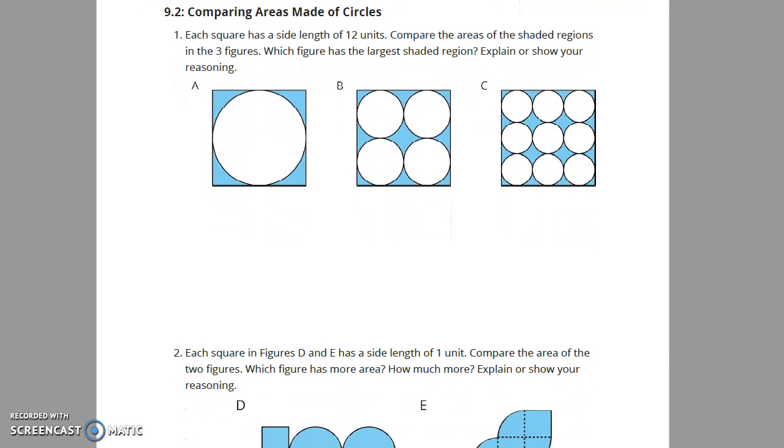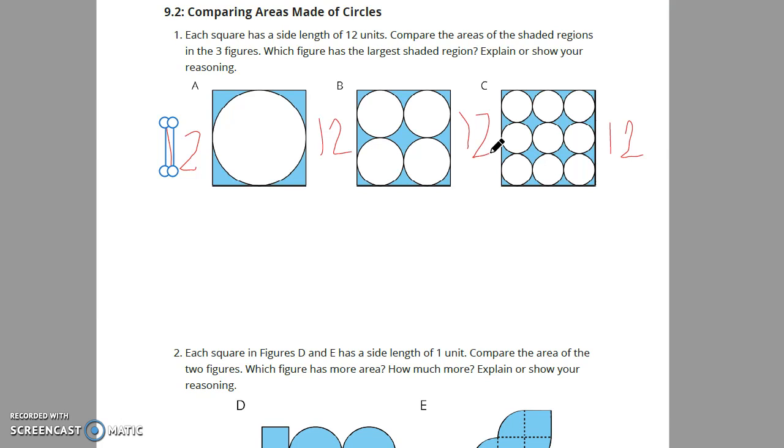All right, for 9.2, comparing areas made of circles. Each square has a side length of 12 units. So we know that each square side is 12. I don't know why it's making a box over there. It is 12, okay? That's 12 right here. 12 right here.